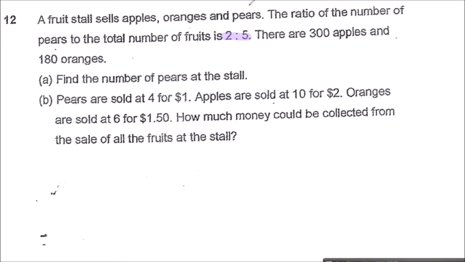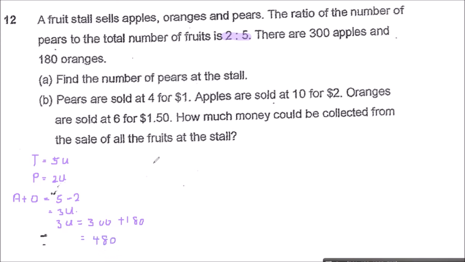So it just tells us that the total number of fruits has to be 5 units. And for pears, it will be 2 units. And the remaining will be apples plus oranges. So apples plus oranges will be the remaining, which is 5 minus 2. I will have 3 units. And these 3 units, can you see that it is actually the 300 and 180 added up? So this 300 plus 180, I will have 480.